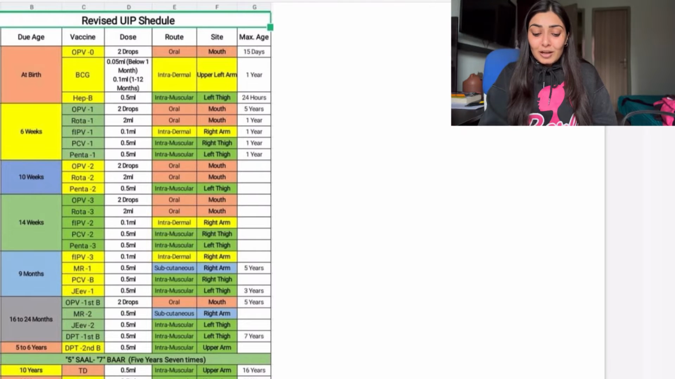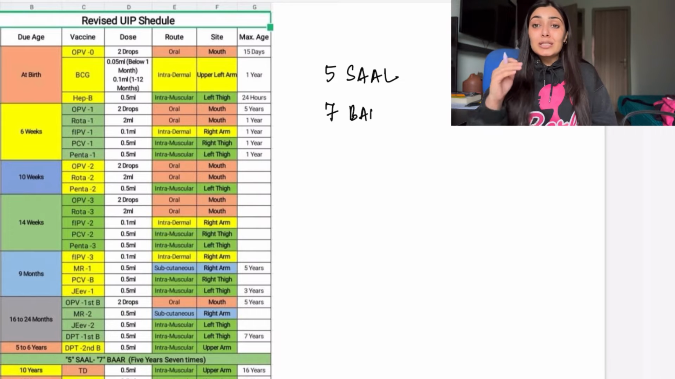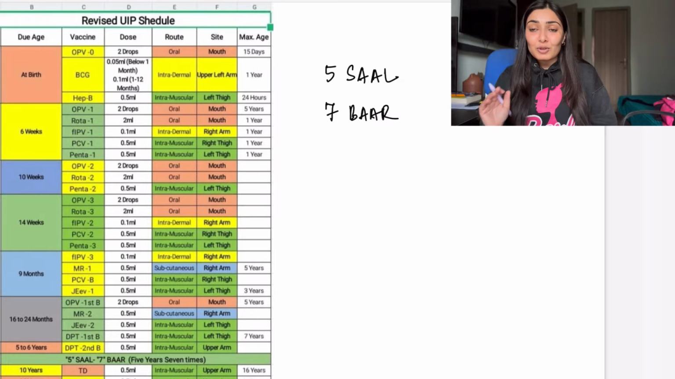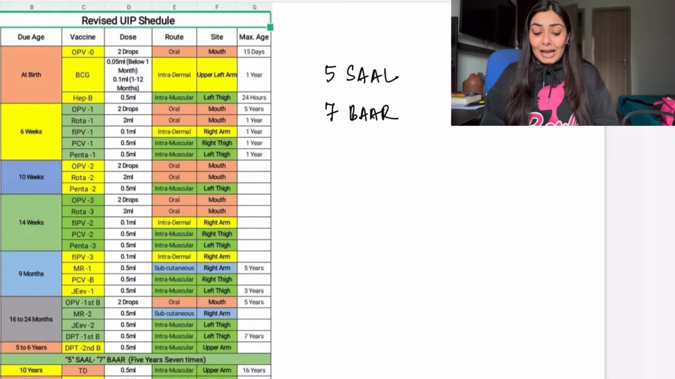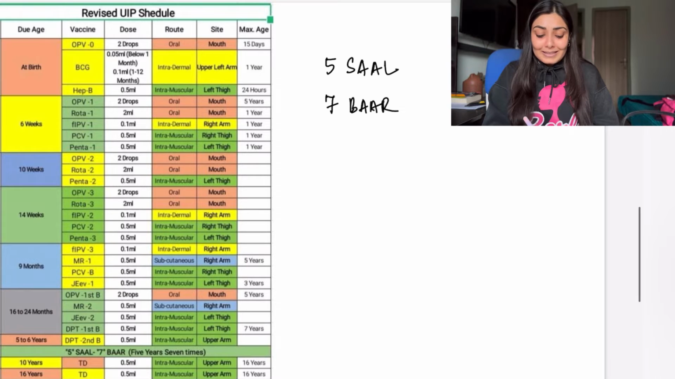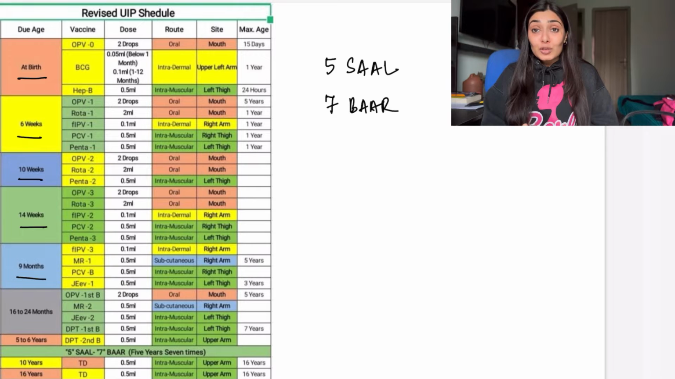So the basics here start with the concept that is a Hindi thing, 5 saal 7 baar. That means till 5 years of age, the child has to visit 7 times, or the child is going to be vaccinated 7 times. The first time is at birth, followed by 6 weeks, 10 weeks, 14 weeks, 9 months, 1.5 to 2 years, that is 16 months to 24 months, and lastly 5 to 6 years. So 1, 2, 3, 4, 5, 6, 7. 7 times, right? Let's start with birth.